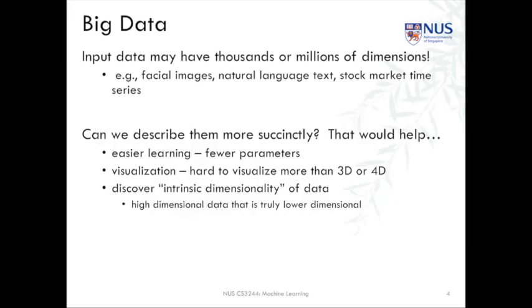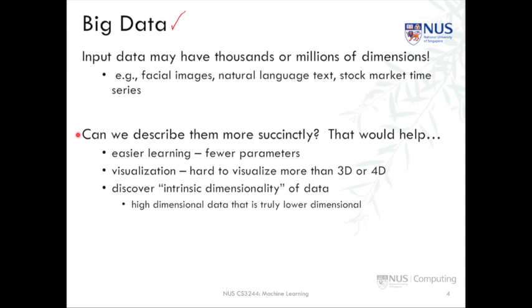When we think about dimensionality reduction, we might be wondering, when should we be applying it? One important reason is because of big data. Data nowadays comes in the form of many instances and may have actually thousands or millions of dimensions. For example, images have literally several million pixels coming in. Natural language text also might have the dimensionality of the vocabulary, and stock market time series data is quite voluminous. We'd like to know whether we can describe these sources of information more succinctly.